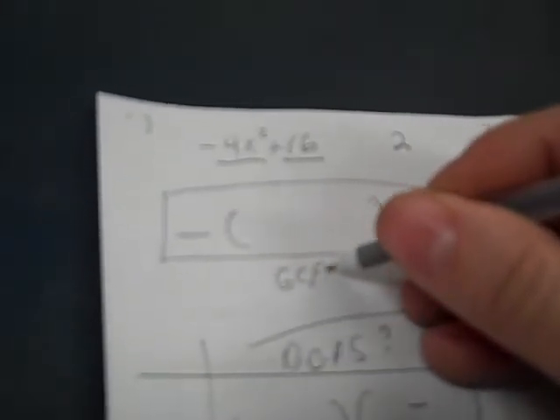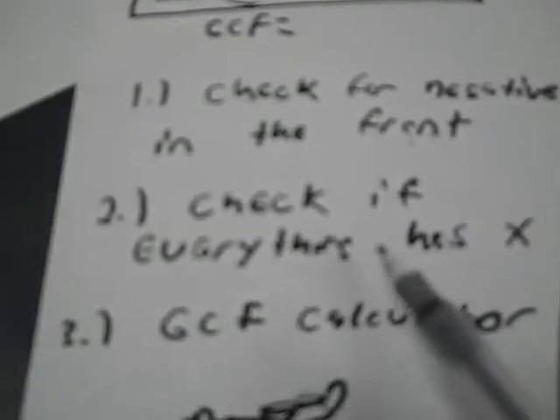Okay, negative 4x to the second plus 16. That's 2 terms. So again, find your GCF, and then you'll see if you have a difference of perfect squares. Remember, the DOPS is always a plus and a minus. So GCF: check for the negative in front, and it's there. Check if everything has x. No, it doesn't, 16 doesn't. Now, GCF, calculate 4 and 16. It doesn't let you punch in negatives, so you just punch in the numbers. Okay, and 4 is the GCF, just a negative 4.